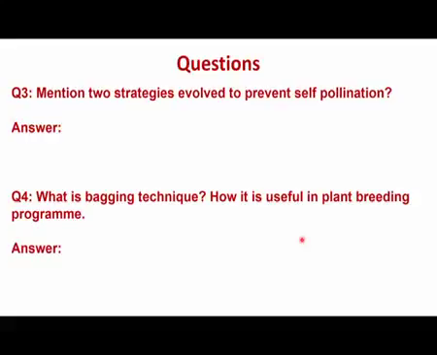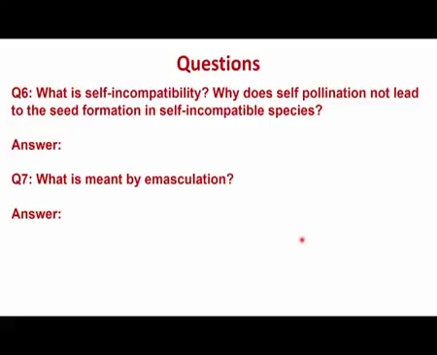And lastly, I would like you to understand what self incompatibility is, and why a plant which can do self pollination as well as cross pollination does not support self pollination. Even if any pollen grains go through self pollination, it does not lead to the formation of seeds in these self incompatible species. So, what is the reason why self pollination does not lead to seed formation in self incompatible species?